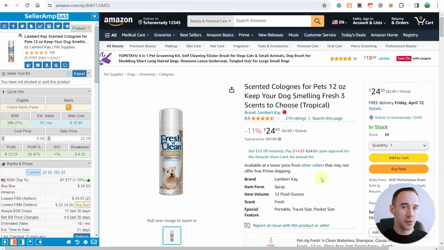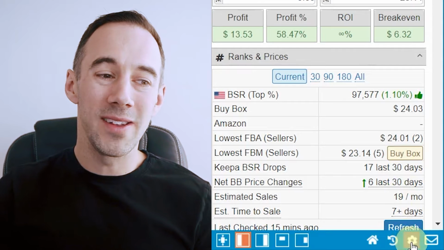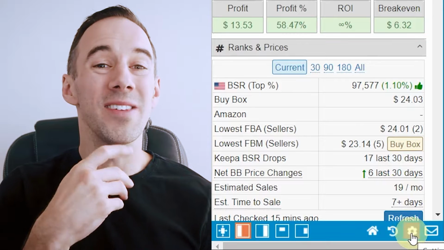Now, once you've installed SellerAmp, you're probably going to load up any Amazon web page and it's going to start showing up. It may not look exactly like this right now, but I'll talk about how you can move it around in a bit. But before we jump on to how to move it around, let's talk about setting it up correctly. The first thing you want to do is come down and click on this little cog icon. That's going to take you through to the settings section.